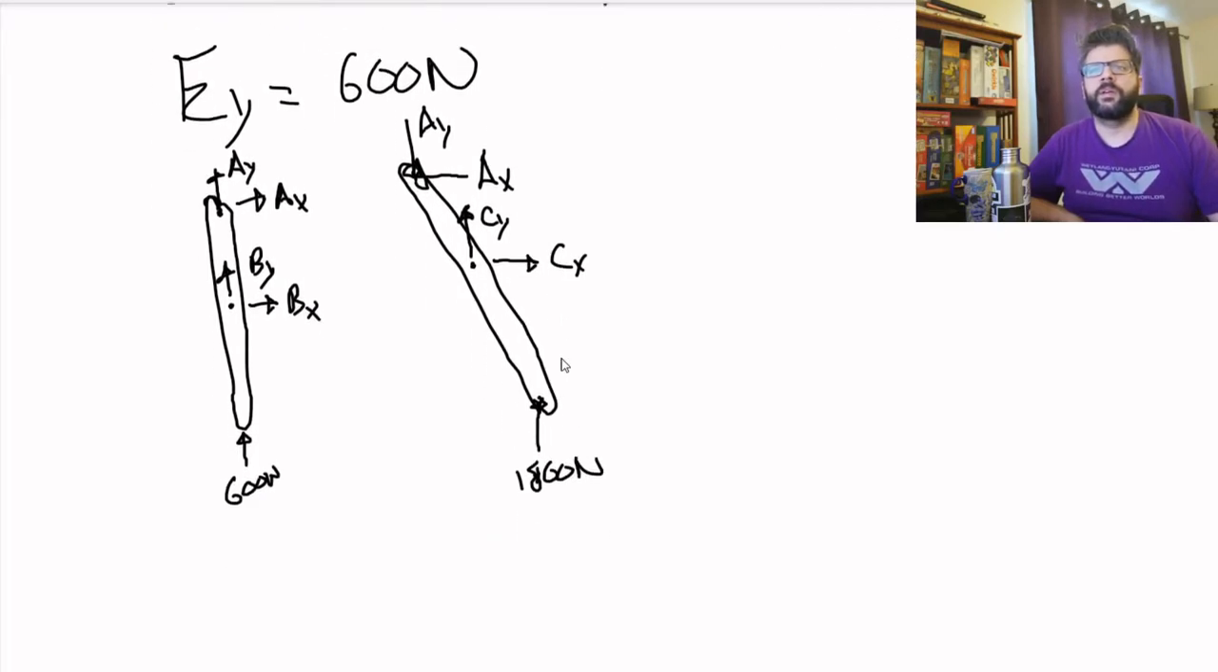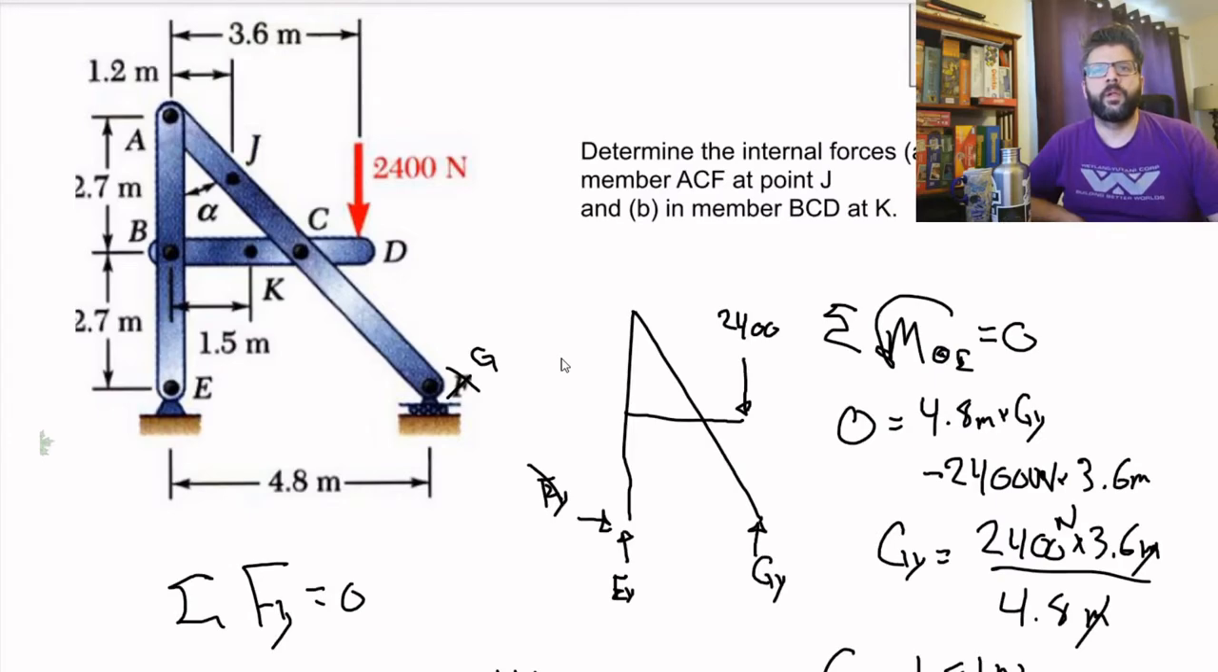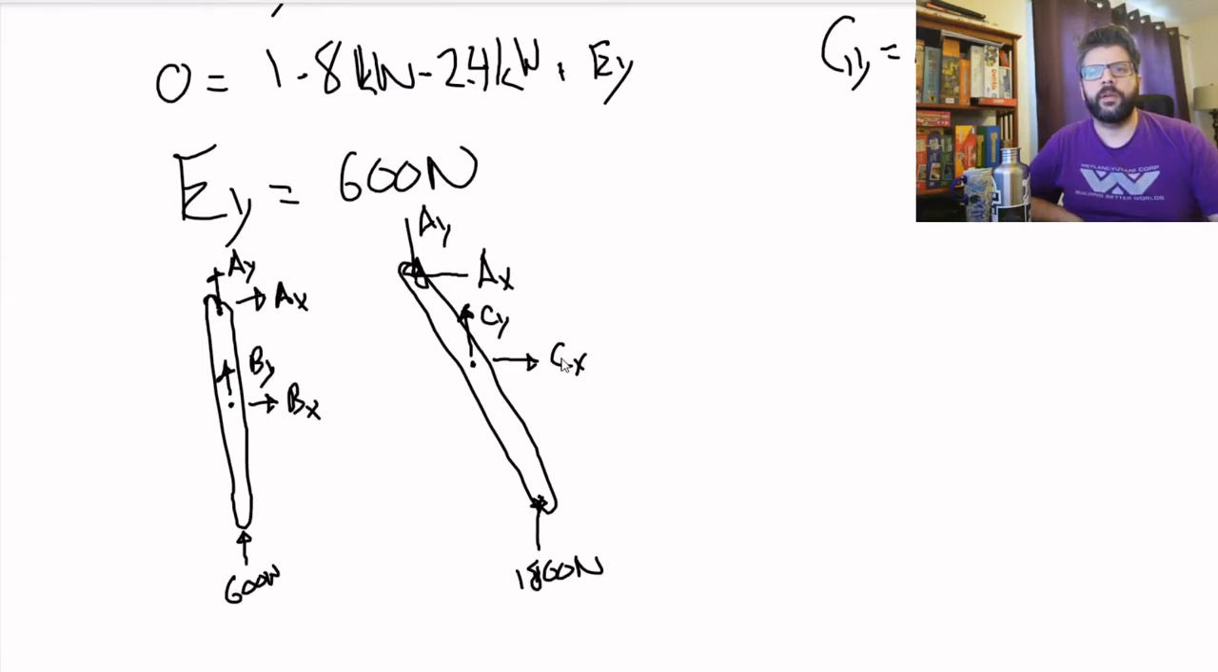Okay, so what we do know here is that we can take a moment about point C here, and we can take a moment about point B. So let's do that and see what happens. So just taking a moment about C, positive moments in this other direction. So a moment about C equal to zero. So zero is going to be, okay, this one is a positive moment. Again, that's going to cause rotation this way.